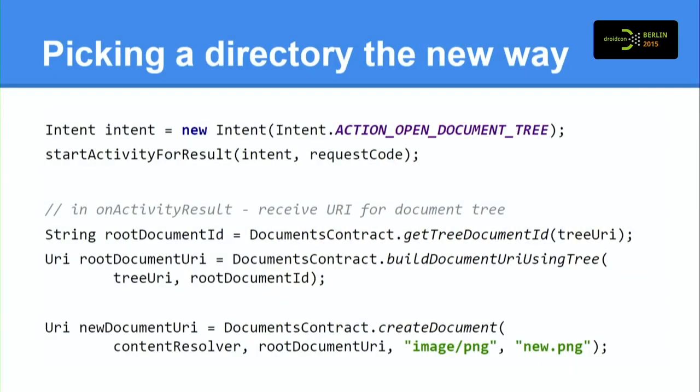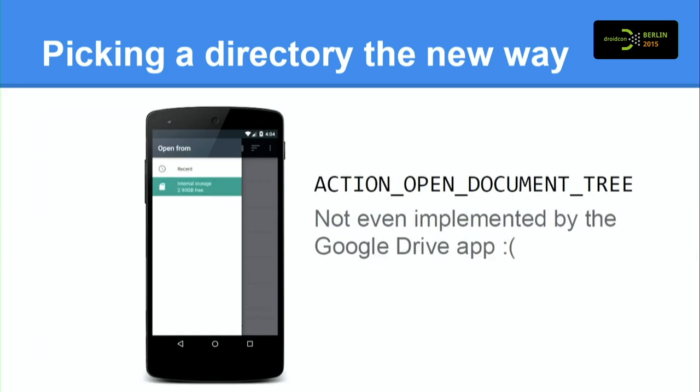It gets a bit involved when you get the result back, because you get a tree URI. You can do nothing with that except for requesting a document URI, and with that you can create a document URI, and with that you can then access the directory or create new files, stuff like that. Okay, so here's what it looks like, sadly.